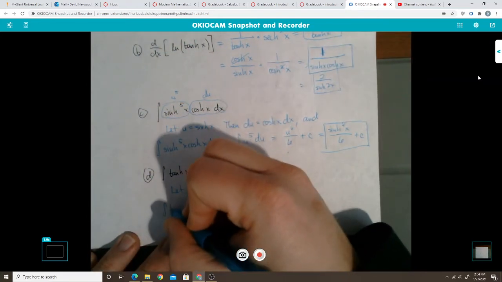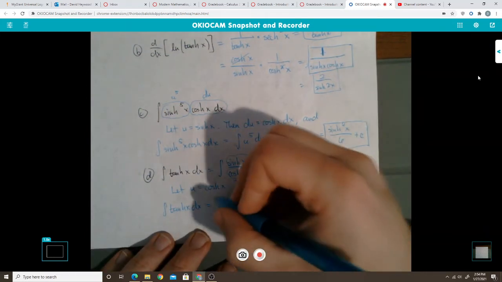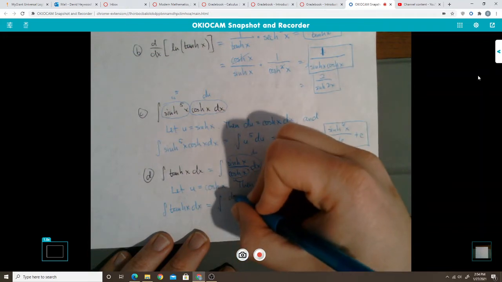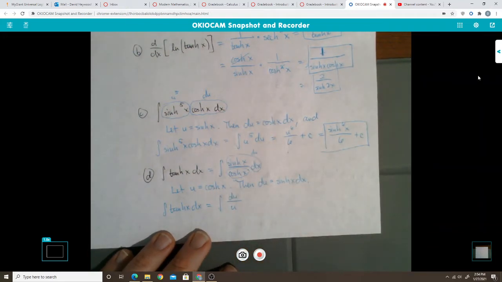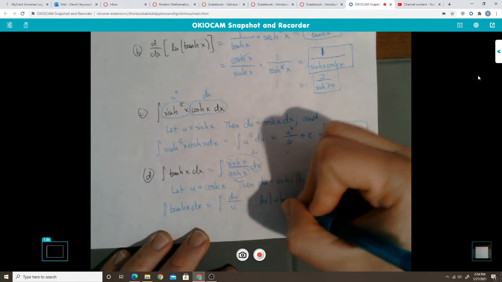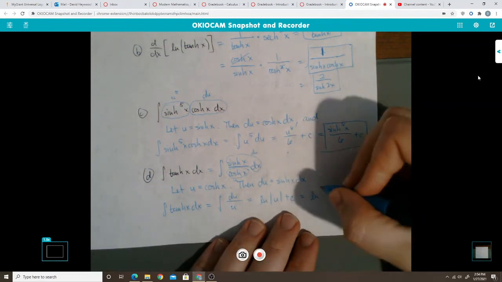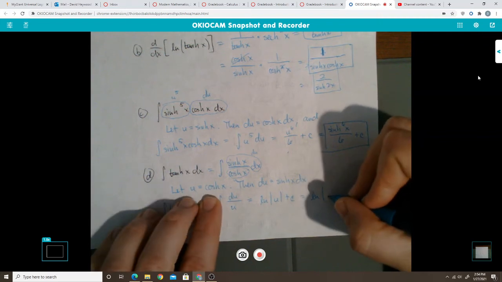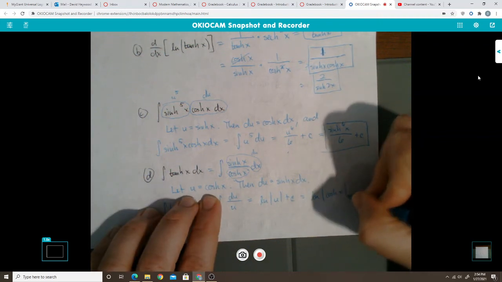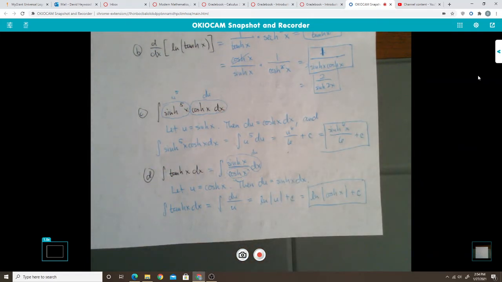So the integral of tanh x dx turns out to just be the integral of du over u. And that's natural log of absolute value of u plus c. Then back substituting in for x, we get natural log of cosh x plus c. And that's that.